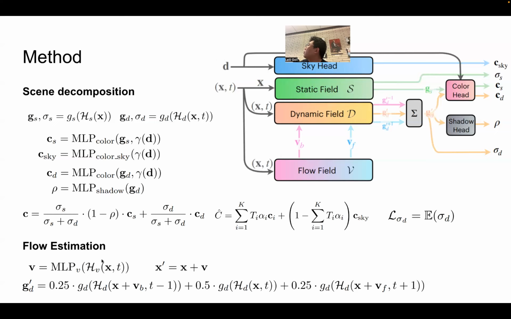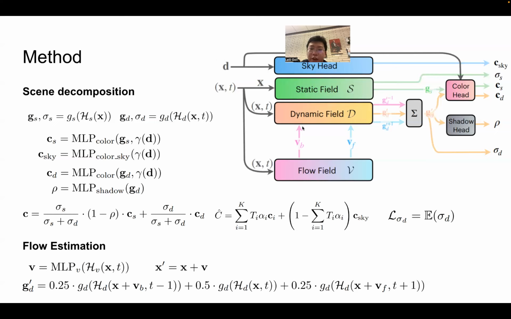There is also a feature grid for that. So this H_V is the feature grid for the flow field. Given X and the time T, you will get the features from the hash grid first. And then you have an MLP head, MLP V here, to get the velocity for each point X. And given this velocity, you can basically map it to the next step and the previous step. You will get X prime based on T and the time. So basically they use this MLP to predict the flow for each point.